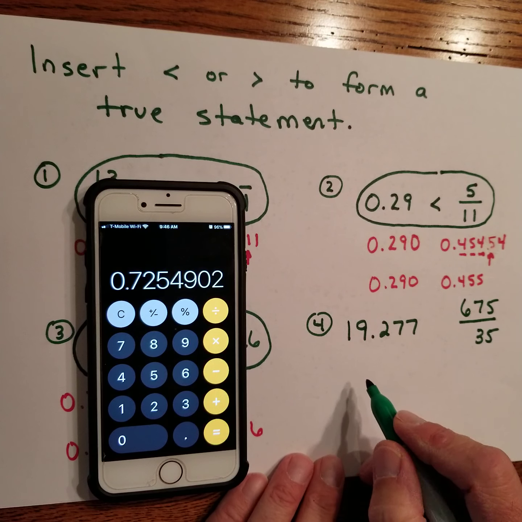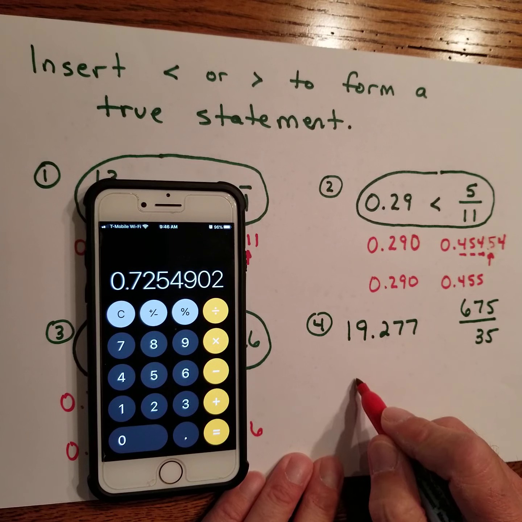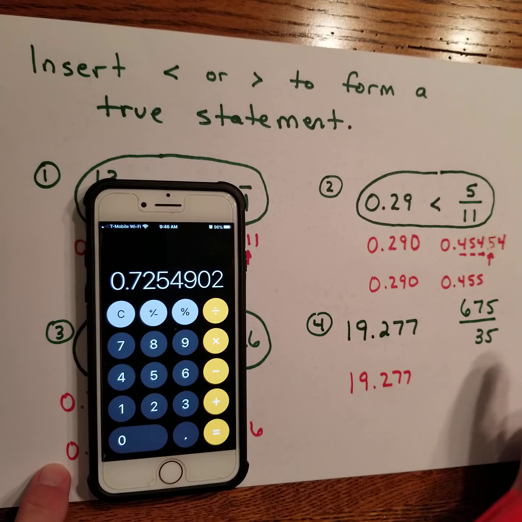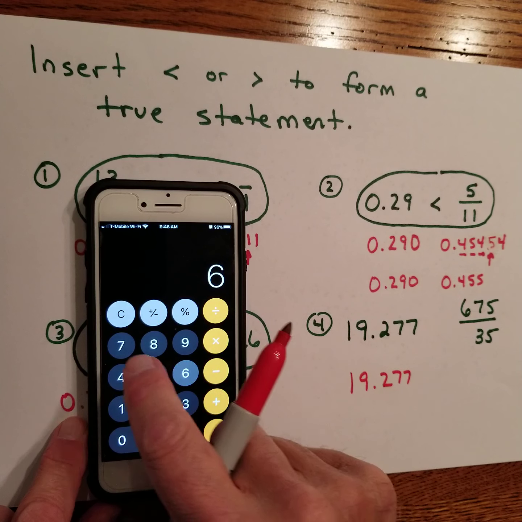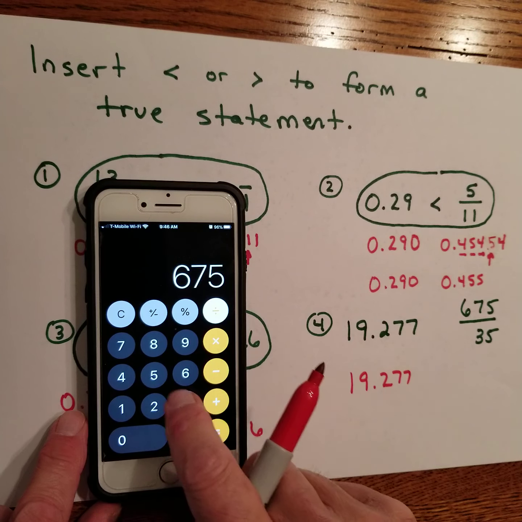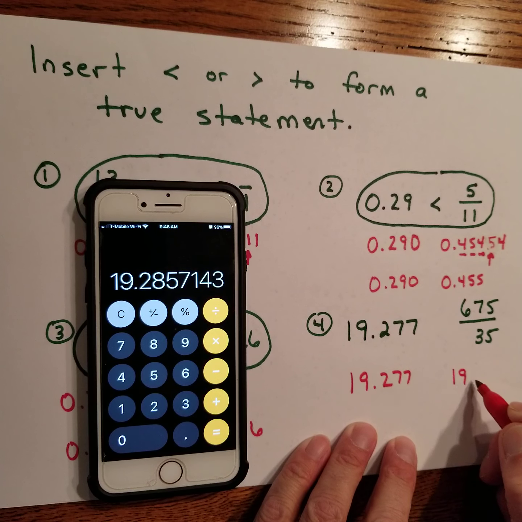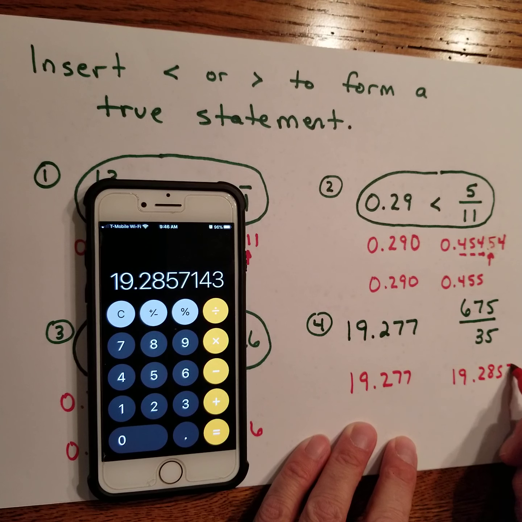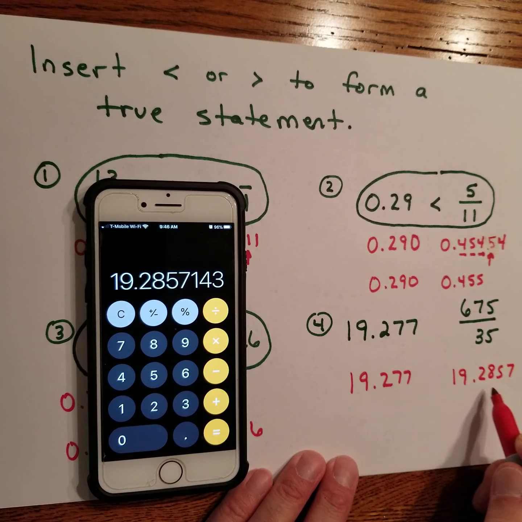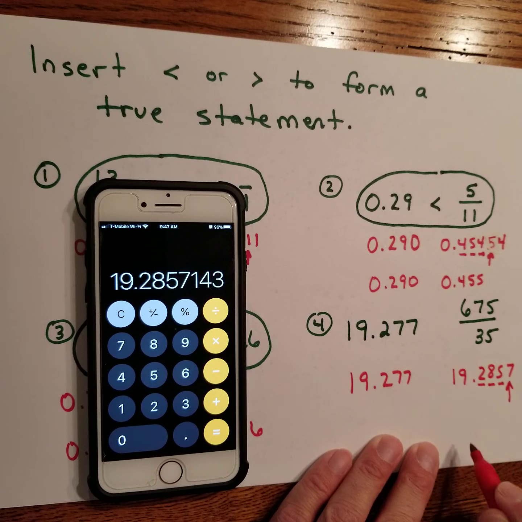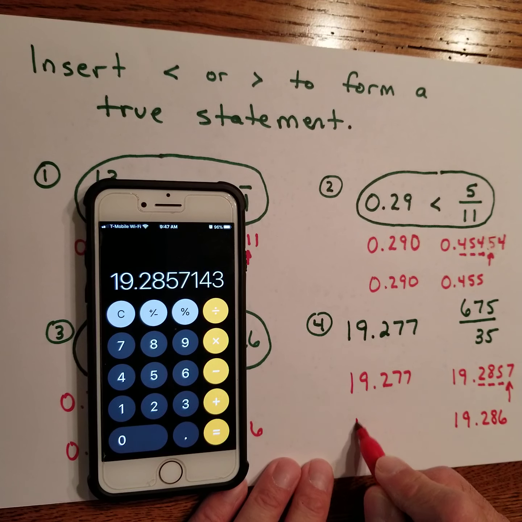Here's number 4. We're comparing 19.277 to 675 divided by 35, which is 19.2857. Let's round this to the nearest thousandth. 1, 2, 3 place values. This number is large, so round that up to a 6. That's 19.286.